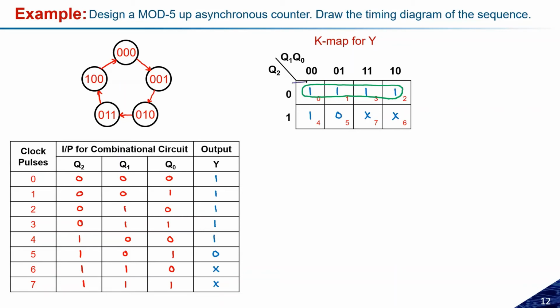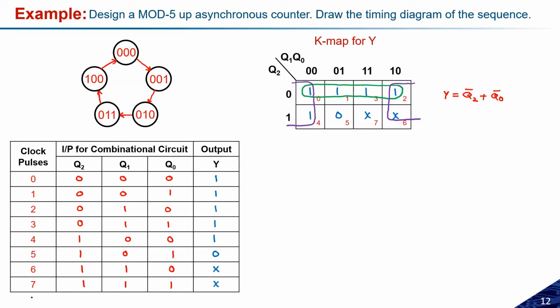So one possibility of this pairing is that this quad is also possible. If this quad is possible, then what is the output we are getting here? y is equal to, from this green quad, I get Q2 bar, and from this one, I get Q0 bar. So Q0 bar plus Q2 bar is the final expression.